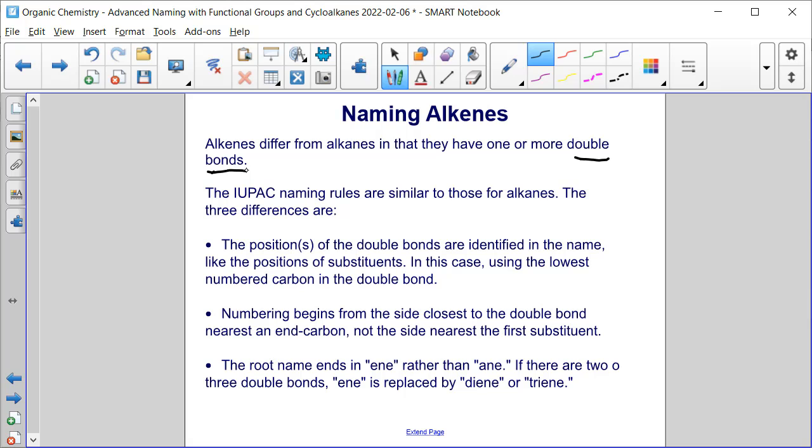Second, numbering begins from the side closest to the double bond, nearest an end carbon, not the side nearest the first substituent. And finally, the root name ends in ENE rather than ANE to signify that there is a double bond. If there are 2 or 3 double bonds, ENE is replaced by diene or triene.